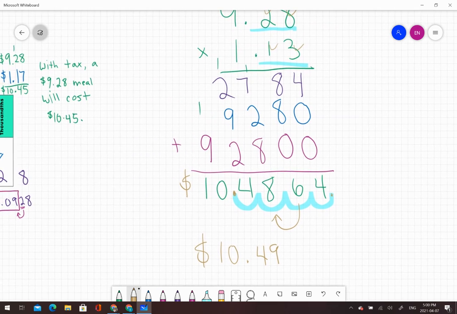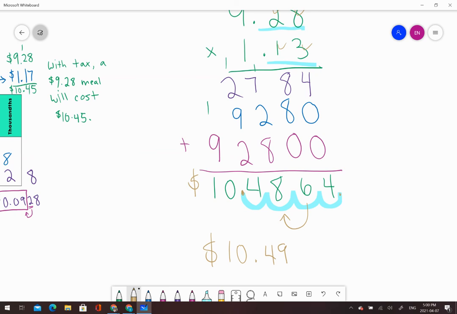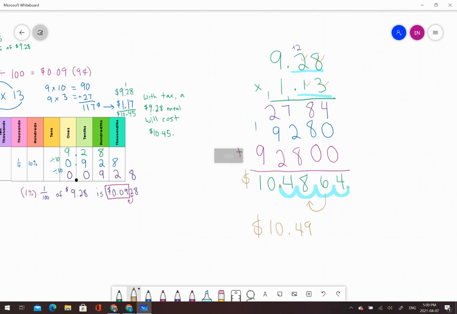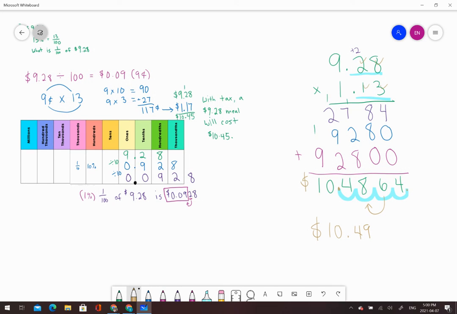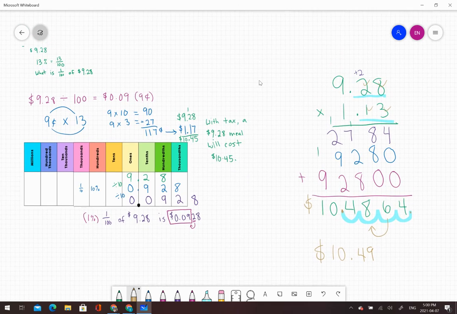Now, both answers would be acceptable as long as you're showing me your work, because depending on when we round or which number we're not including, it's going to make just little adjustments, and it should be just a couple of cents difference. So I challenge you to use one of these methods or to figure out your own way to find out what the 13% tax is and find a way to add it onto your original price. I know you've got this.